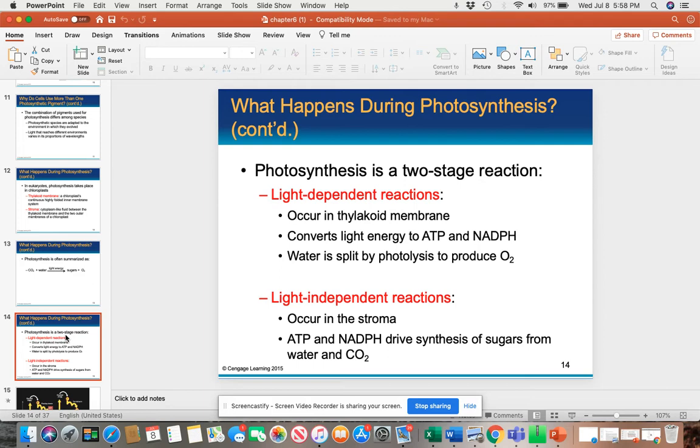Your chlorophyll becomes excited, light energy is used to split water to oxygen, ATP, and the electron carrier NADPH is produced. In the light independent reactions, ATP and NADPH is used to eventually form sugars.